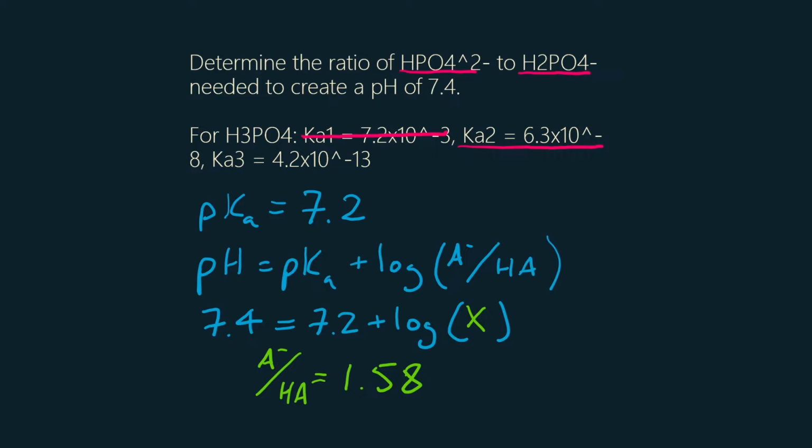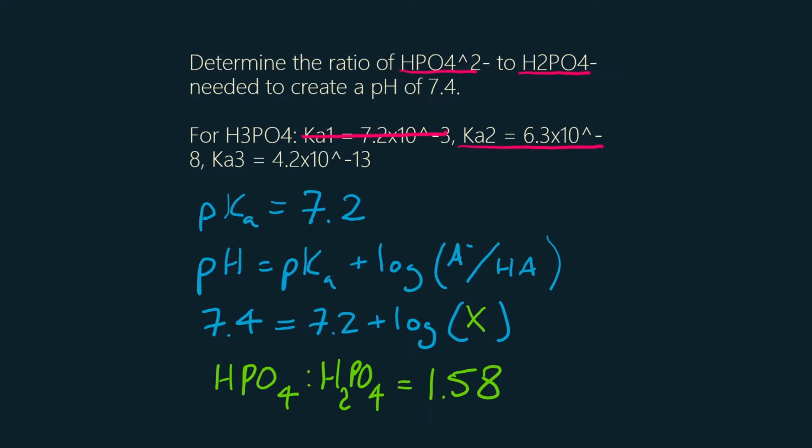If we convert this fraction to a ratio, the numerator is left of the colon, while denominator is on the right. Next, we know our A- is our HPO4 and our HA is H2PO4. This matches the order the problem asks us, and the final step is to write the right side of the equation as a ratio, in which all you need to do is add a 1.